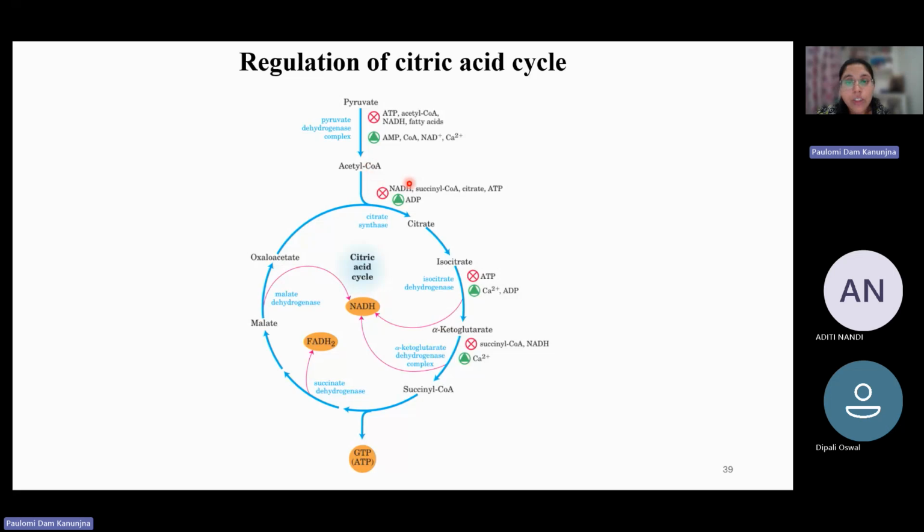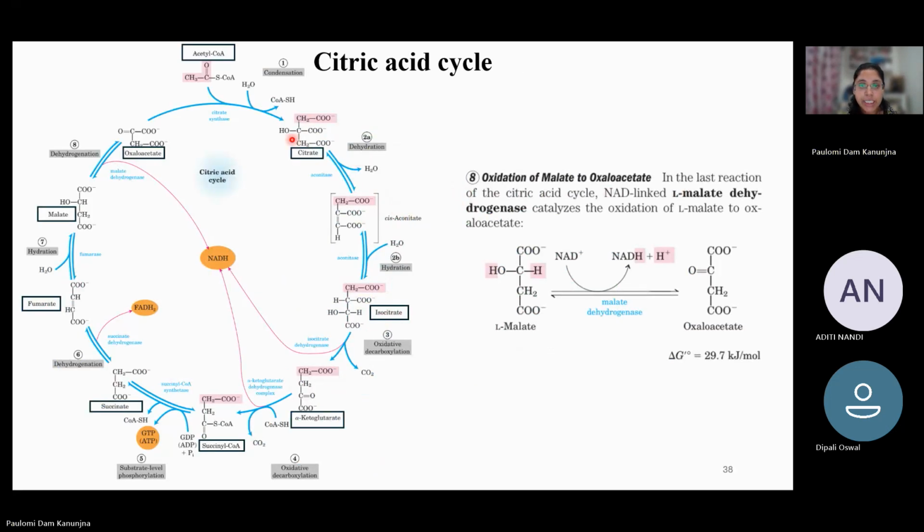So on the same grounds, this step where acetyl coenzyme A is incorporated into the citric acid cycle is also regulated by the substrates in the cycle itself. Succinyl coenzyme A, citrate, where were they? They were here. This is citrate. This is succinyl coenzyme A. These two concentrations determine if acetyl coenzyme A needs to be incorporated.